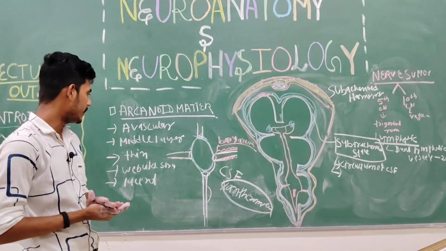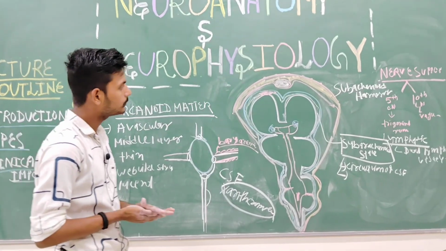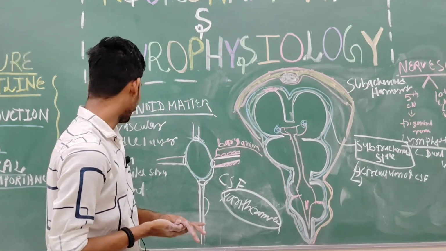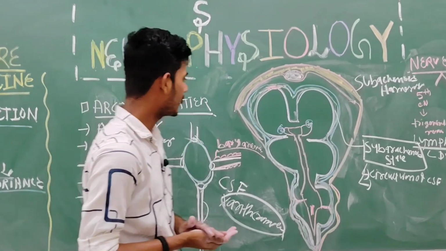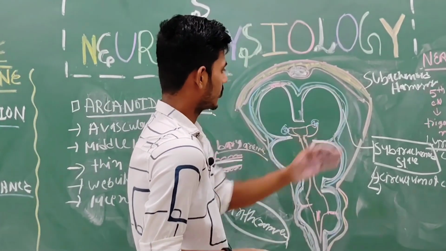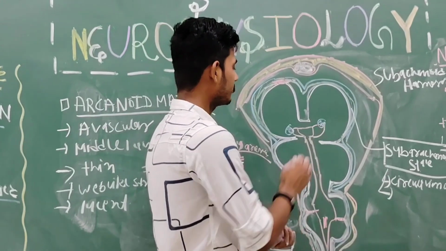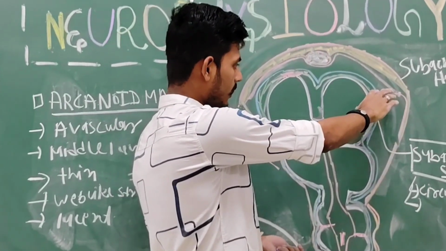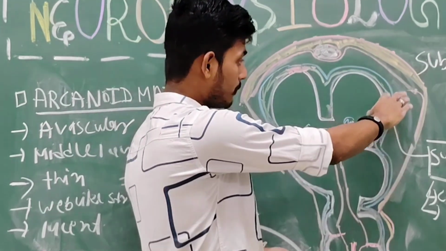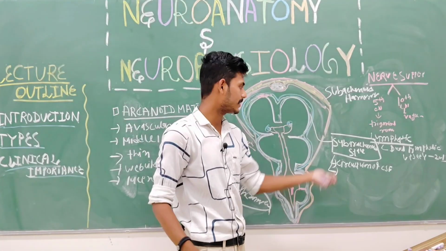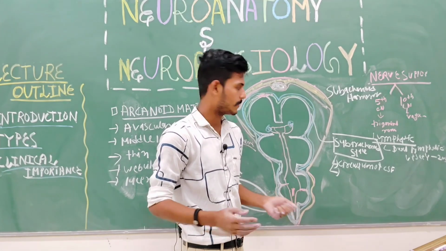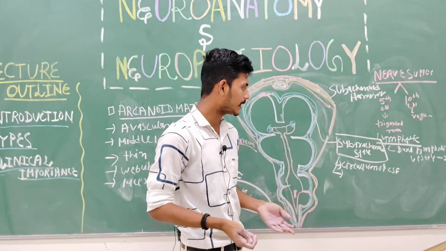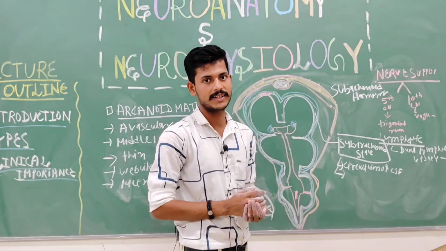Now once again, we are discussing the arachnoid mater, and we said that the arachnoid mater is avascular, and it's the middle layer, sitting between the dura mater and the pia mater. Understood? Now this is a thin web-like structure. The space present between the arachnoid mater and the pia mater is extremely important, and this space is called the subarachnoid space. From here the CSF is circulating, flowing. Understood? And also the circle of Willis is present in this area.